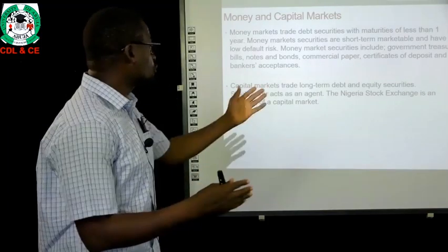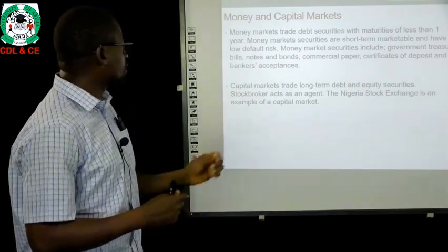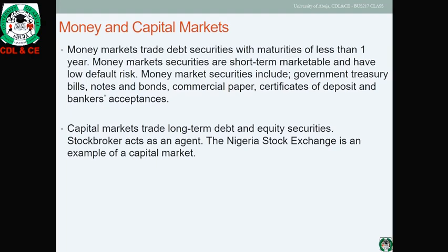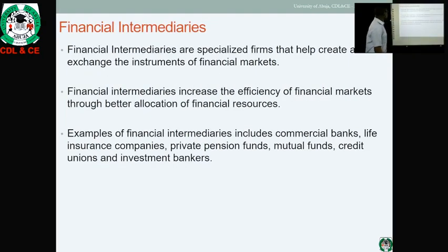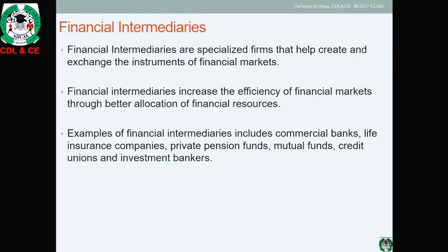And then, of course, we also have the capital market in Nigeria, which is the Nigerian Stock Exchange, a classical example of a capital market. Then the next slide talks about the intermediaries. In financial institutions and markets, what you have are individuals that facilitate the transaction between two parties.